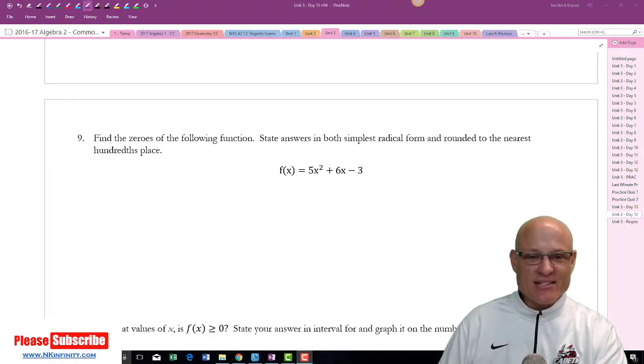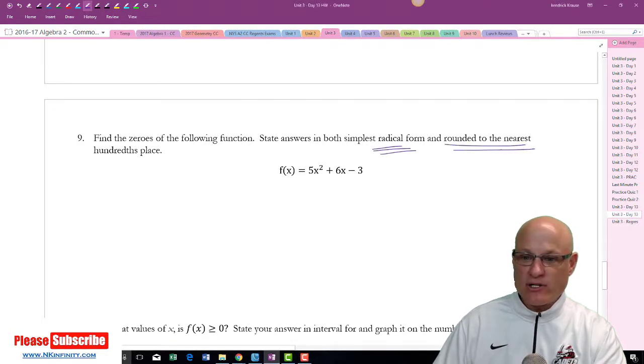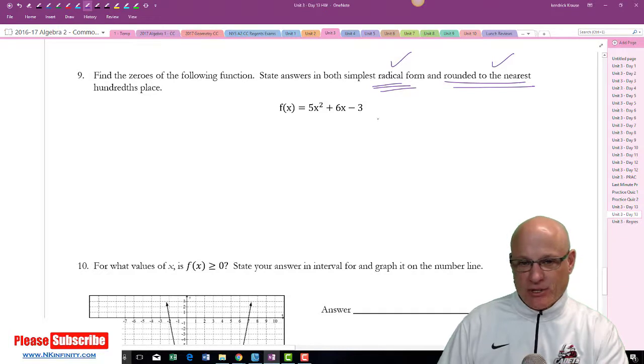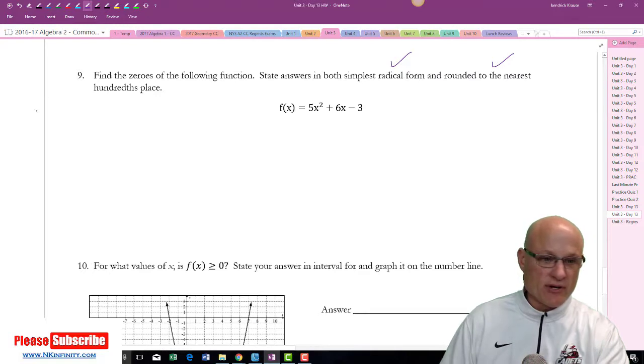Okay, we have to find the zeros and state them in simplest radical form and round to the nearest hundredth. So basically, we have to give our answers in radical form and to the nearest hundredth. Now, I hope you realize we're not going to be able to use completing the square, because that would be divide by 5, divide by 5, and divide by 5. We have an absolute mess here. So we're going to have to use the quadratic formula. So let's use the quadratic formula.